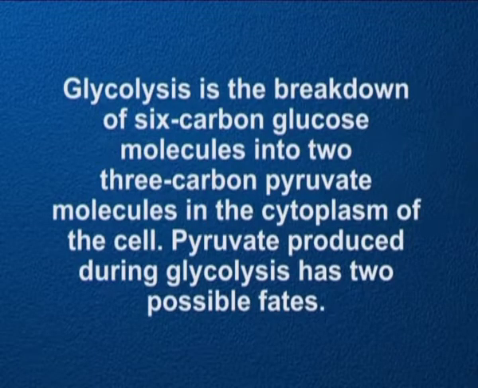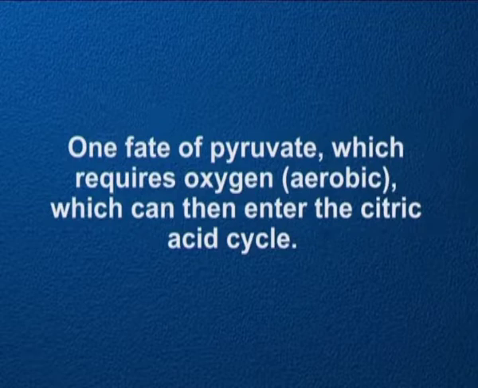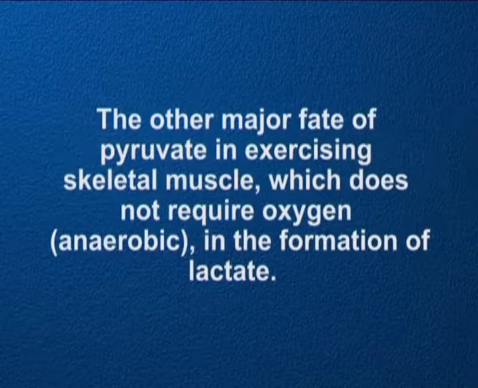Glycolysis is the breakdown of 6 carbon glucose molecules into 2 three-carbon pyruvate molecules in the cytoplasm of the cell. Pyruvate produced during glycolysis has 2 possible fates. One fate of pyruvate, which requires oxygen, that is aerobic, is that it can then enter the citric acid cycle. The other major fate of pyruvate in the exercising skeletal muscle, which does not require oxygen, that is anaerobic, results in the formation of lactate.